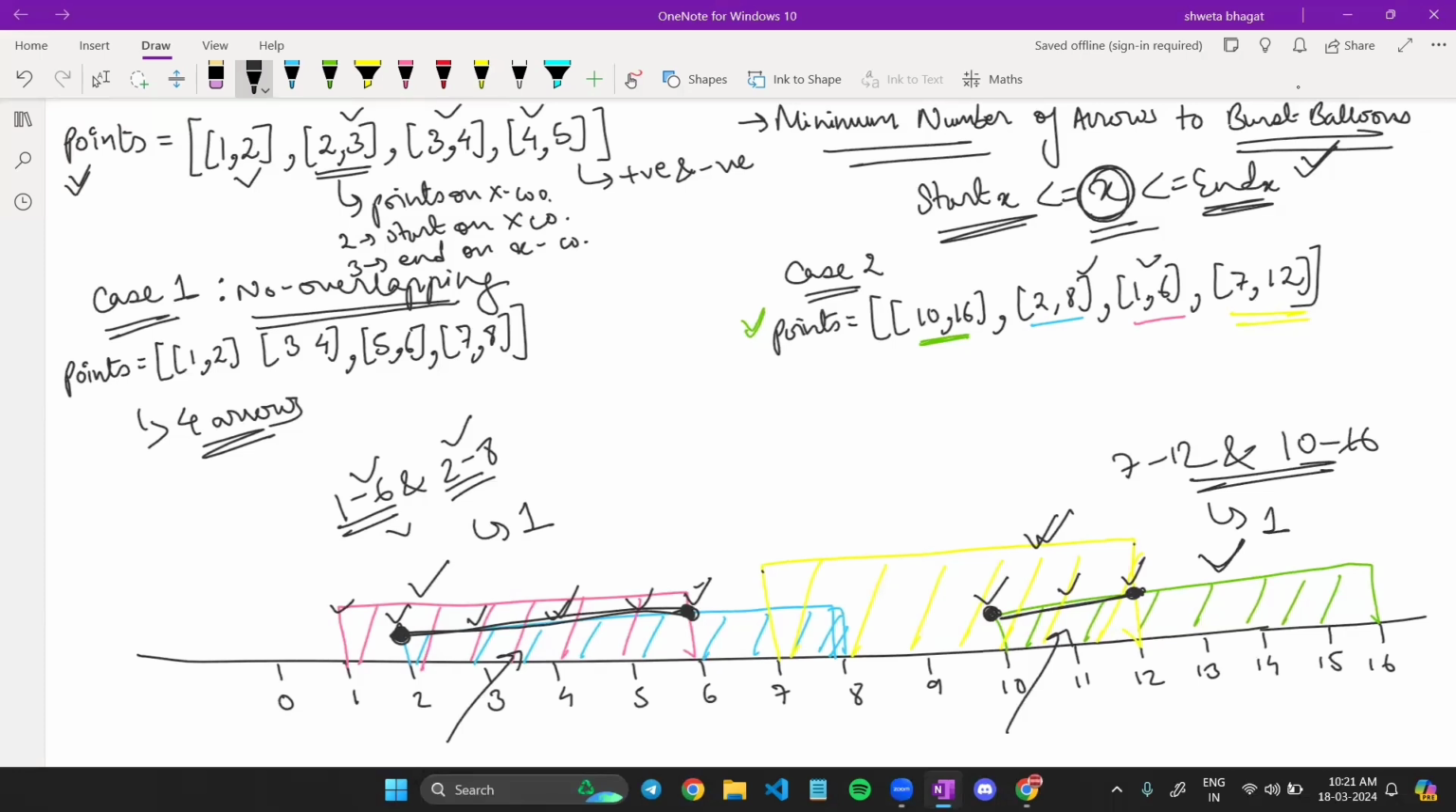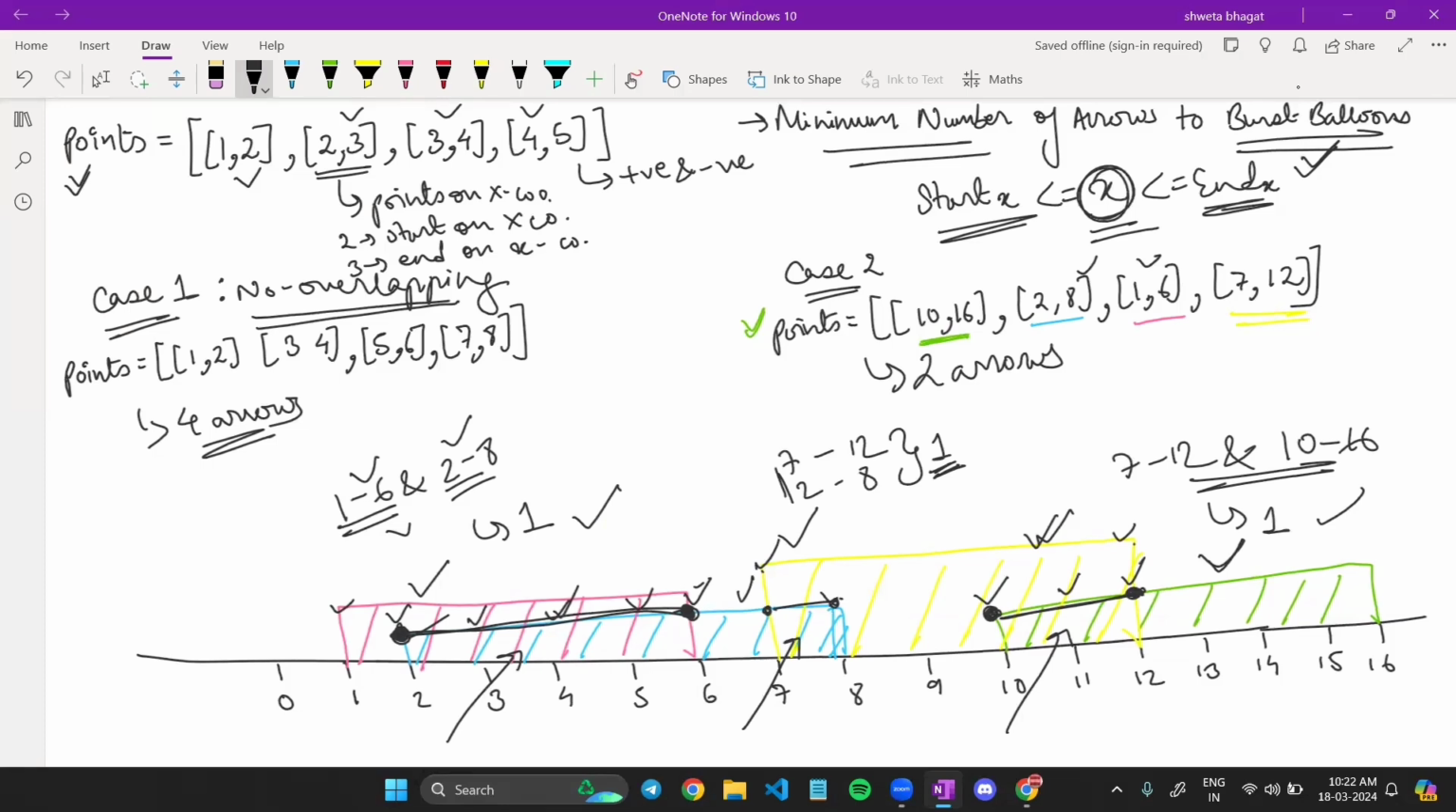So how many arrows in total will we require to burst all four balloons? We will require this one plus this one, that is, we will require two arrows only, correct? Now you might say that we can see one more overlapping, between this one and this one, right? So if we shoot an arrow over here, between 7 and 8, which two balloons will we burst? We will burst the balloon from 7 to 12 and the other one from 2 to 8, correct? So how many arrows do we require? We require one arrow to burst these two balloons.